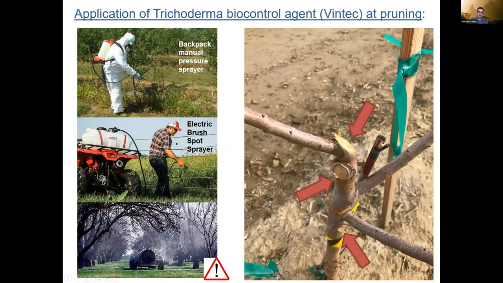So there is eventually the possibility of using targeted spot sprayers, like a manual backpack sprayer or an electric brush spot sprayer. But we're also looking carefully now at using a conventional blast air system to facilitate the application of the product. But one issue with using conventional sprayers is that these may already have some residual fungicide. And of course, because we're dealing with Trichoderma, which is another fungal organism, there may be a risk of toxicity from leftover fungicide from the spraying.